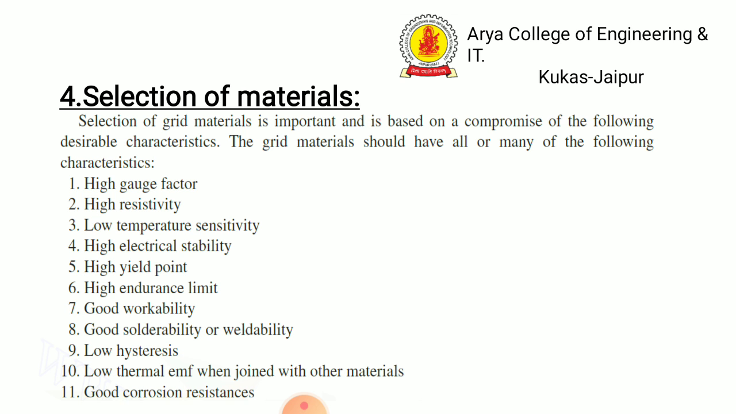Now, selection of material. Selection of material is important and based on the comparison of the following desirable characteristics. The grid material should have all or many of the following characteristics: high gauge factor, high resistivity, low temperature sensitivity, high electrical stability, high yield point, high endurance limit, good workability, good solderability or weldability, low hysteresis, low thermal EMF when joined with other metals, and good corrosion resistance.